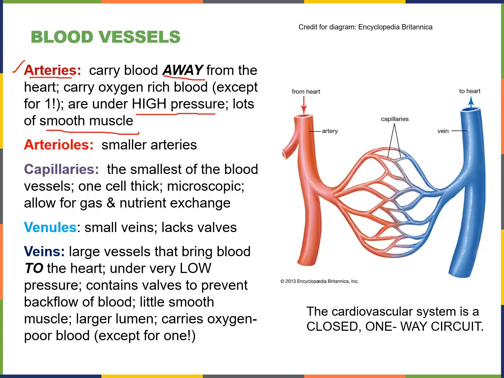So in contrast, I'm going to go right to venules, because arteries and veins are like opposites. Veins are large vessels that bring blood to the heart. The blood is under very, very low pressure. Veins have the lowest pressure.